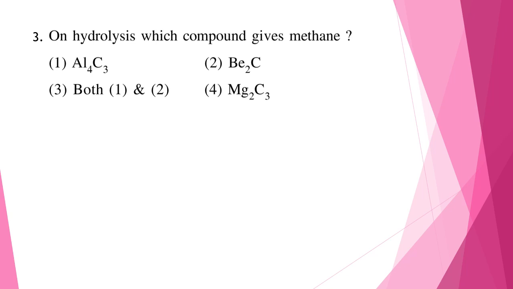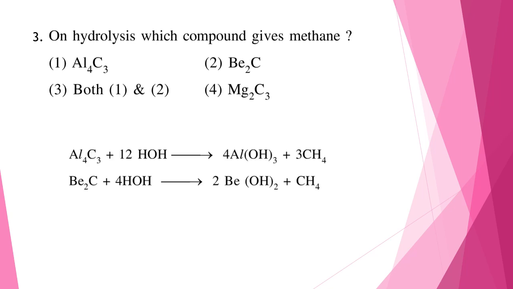Question 3. On hydrolysis, which compound gives methane? So you should know what products are formed on hydrolysis with each of the given options. Al4C3 with H2O gives 4Al(OH)3 plus methane. And similarly, Be2C with water gives Be(OH)2 plus CH4. So that is also methane. So both option 1 and 2 give methane. So the correct answer will be option 3.